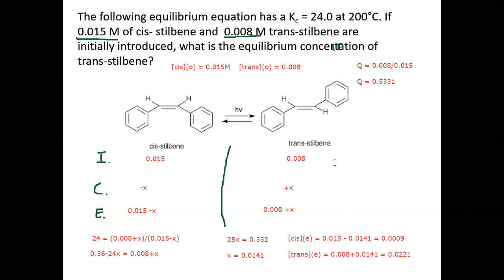We can check our work by calculating K, and our K should be very close to the K given. So K equals products, 0.0221, divided by reactants, 0.0009. And we get 24.6, which is very close to 24. So that's a way to check your work. If you were very far from 24, it would be a red flag that something might be incorrect.